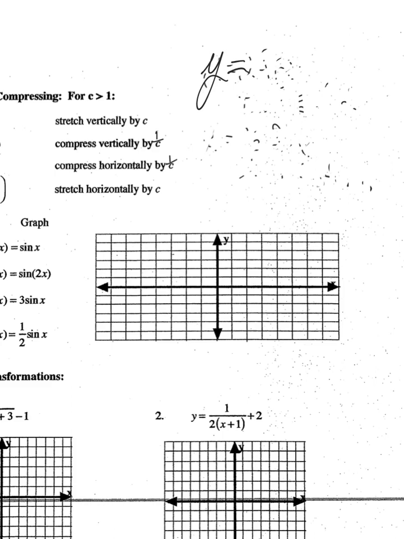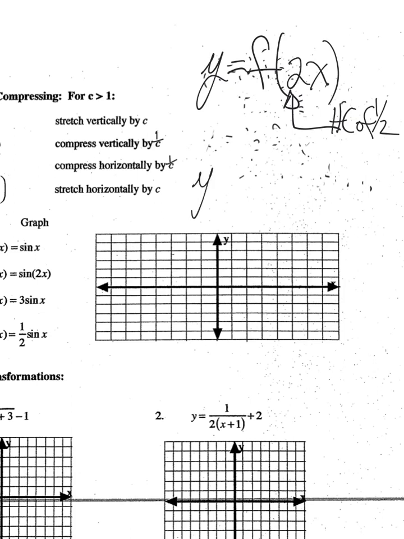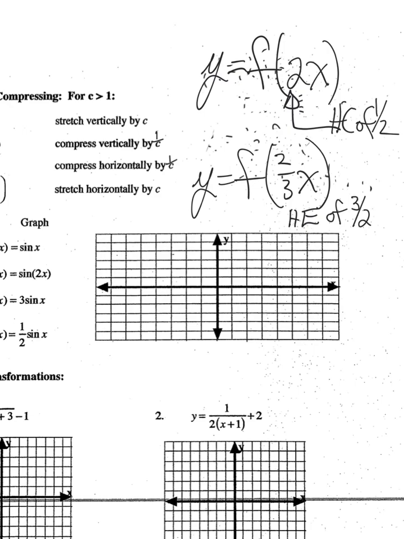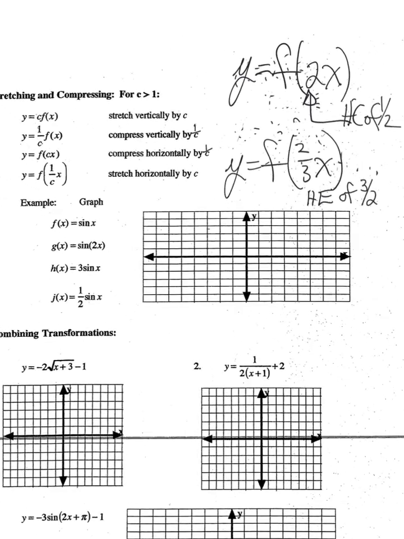Okay, so then if I write y equals the function at 2x, then inside the function I have a horizontal compression of 1/2. And if I write y equals the function at 2/3 x, I have a horizontal expansion by a factor of 3/2, so 1.5 times bigger. All right, so those are your stretch factors.